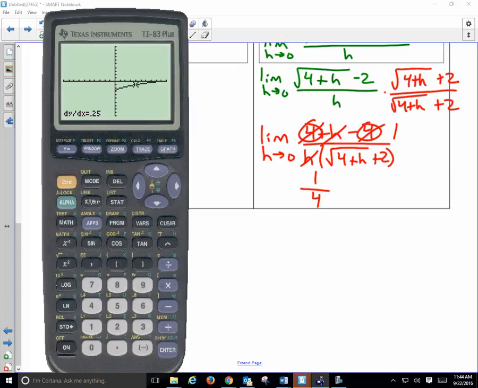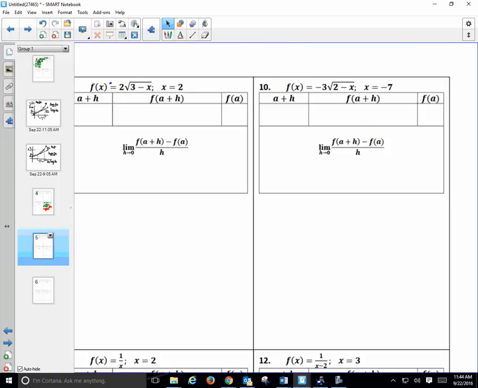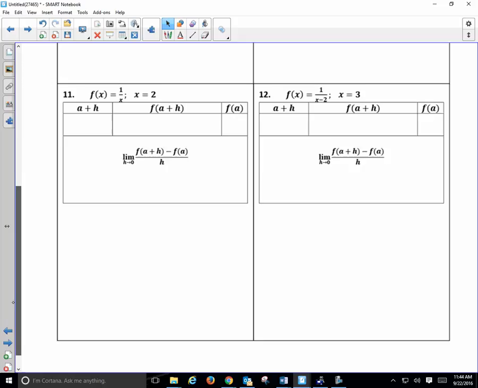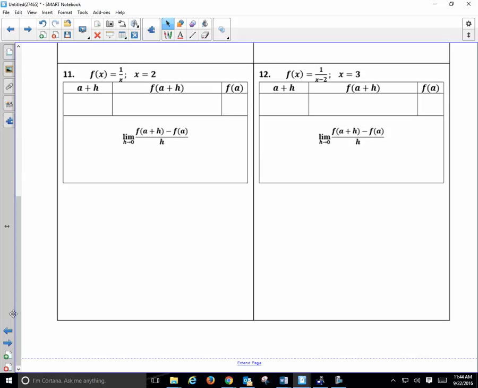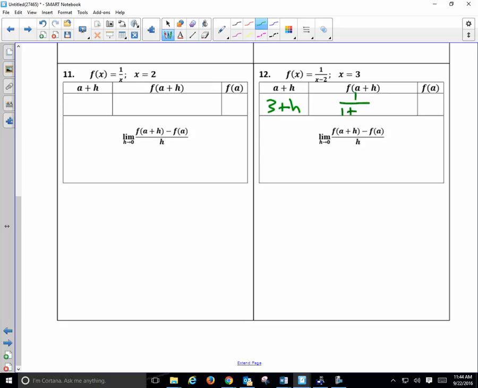We'll do one more problem together, okay? Flip it over. We'll do problem number 12. I got 1 over x minus 2. So what is a plus h? 3 plus h. And then what is f of a plus h? 1 over 3 plus h minus 2, or just 1 over 1 plus h, right?